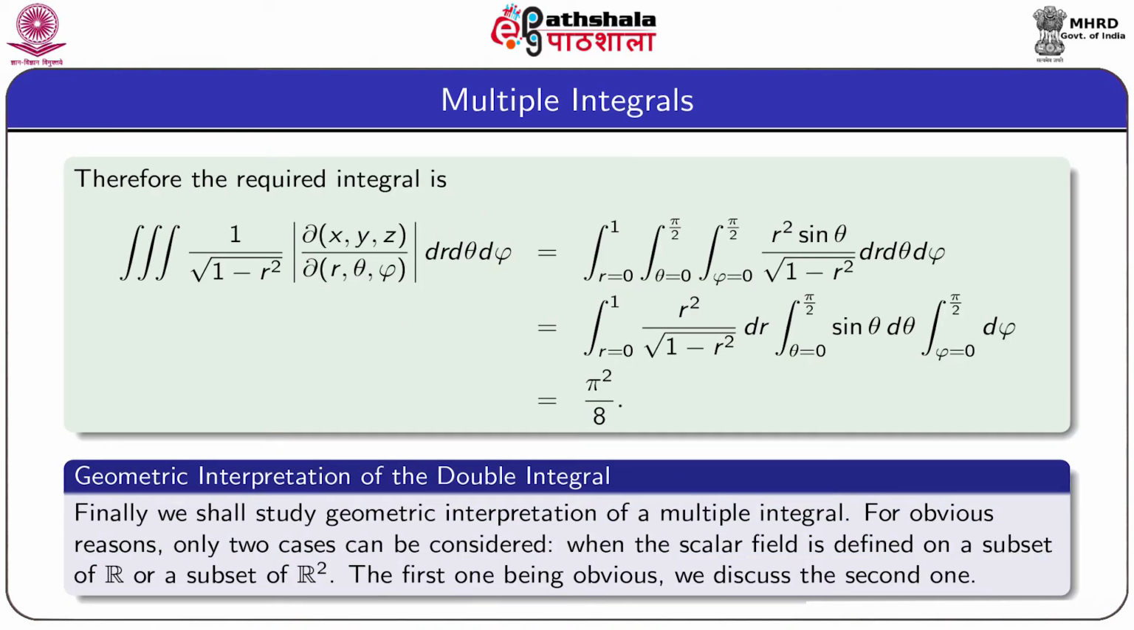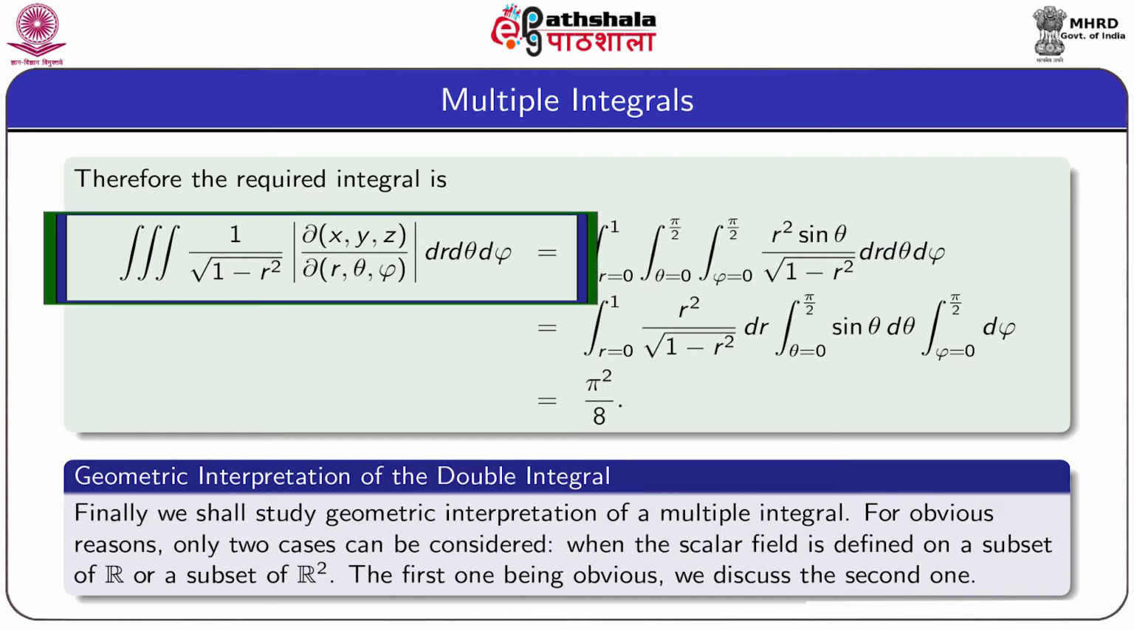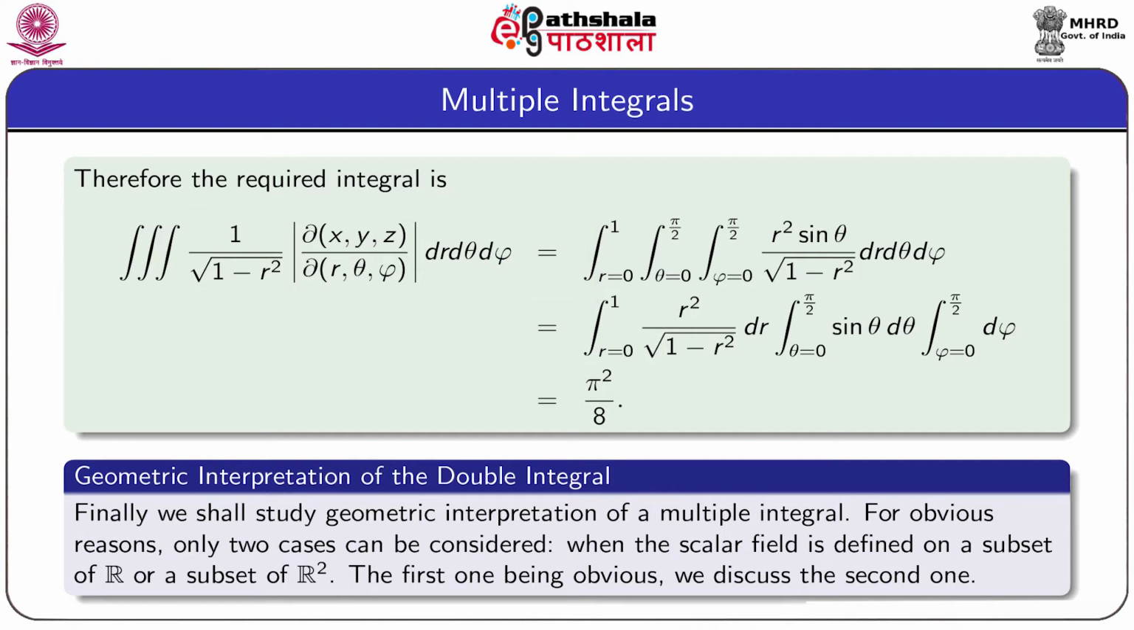Therefore, the required integral is the integral of 1 by root over 1 minus r square times the modulus of the Jacobian determinant del xyz by del r theta phi, dr d theta d phi. We calculate the integral and find its value as pi square by 8.